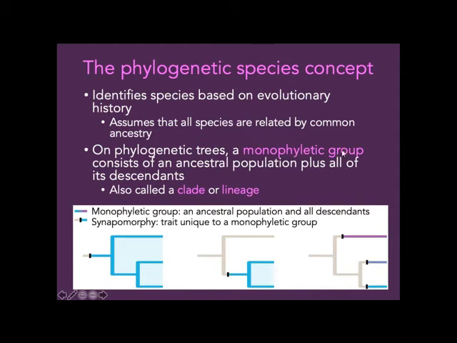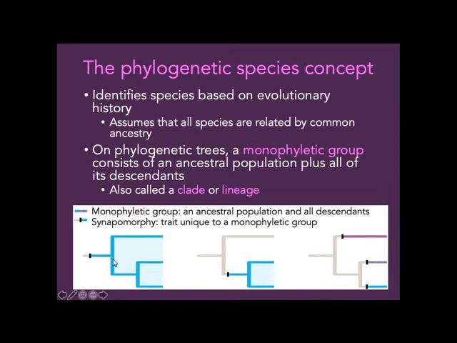So a monophyletic group consists of an ancestral population plus all of its descendants, okay? Another name for a monophyletic group is called a clade, or a lineage. We don't usually use the word lineage much, but you sometimes see this in peer-reviewed papers. Okay, so we will use the terms monophyletic group or clade. That means, again, an ancestral population plus all of its descendants.